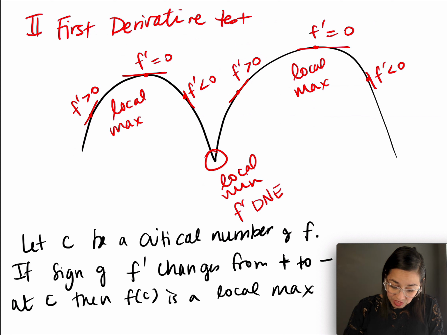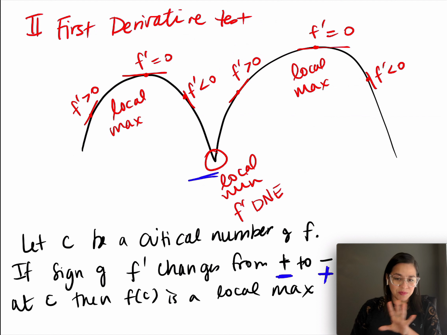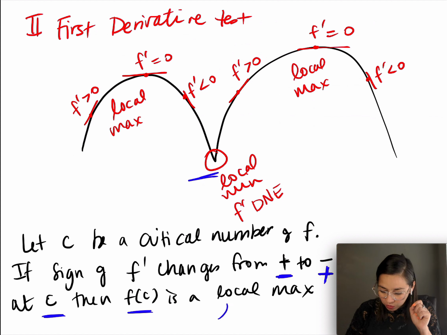Now, if it changes from negative to positive at C, we have this situation here. So if it changes from negative to positive at a critical number C, then f of C is a local min.